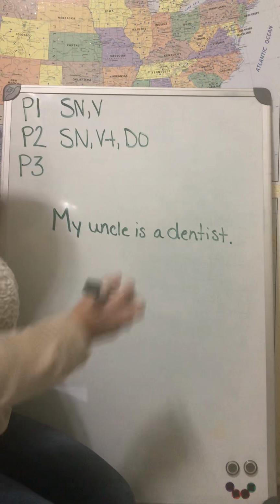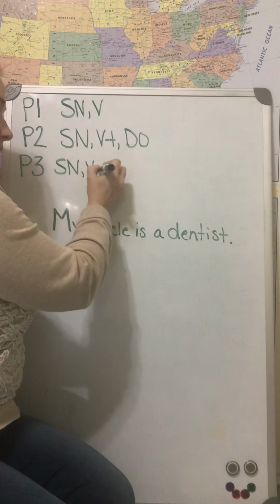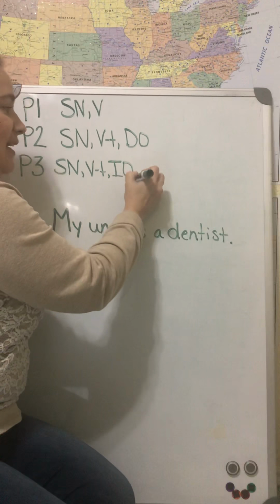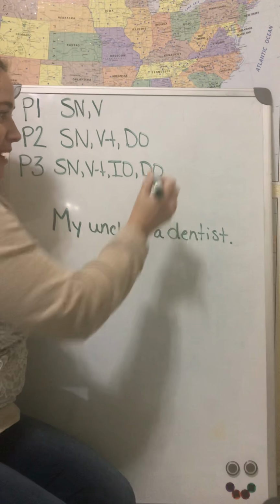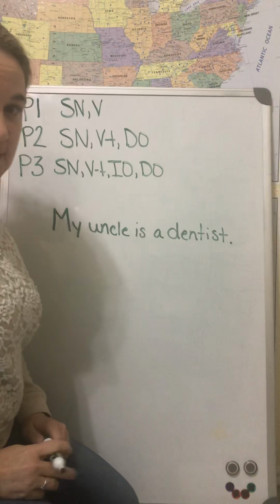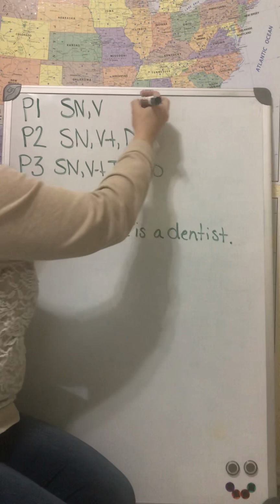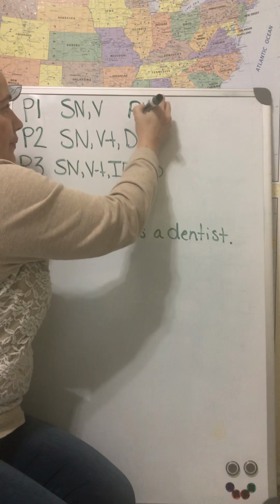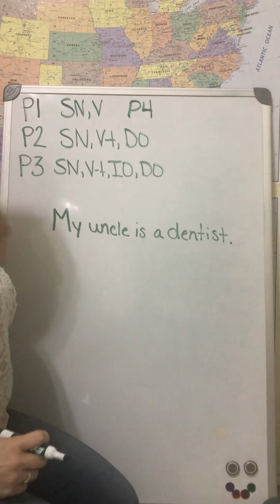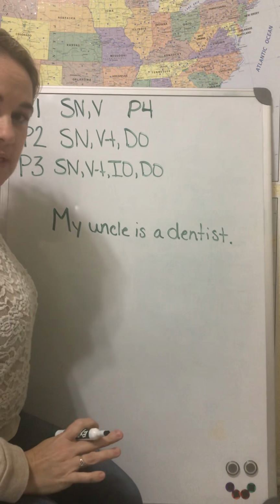Pattern 3, our core parts are subject noun, verb transitive, indirect object, and direct object. So those are our core parts for our pattern 3 sentence. Okay, so today we're going to introduce pattern 4. I'm going to put it up here. And I want you to see the core parts of a pattern 4 sentence before we even start doing it. This is how I've introduced all of these to you.